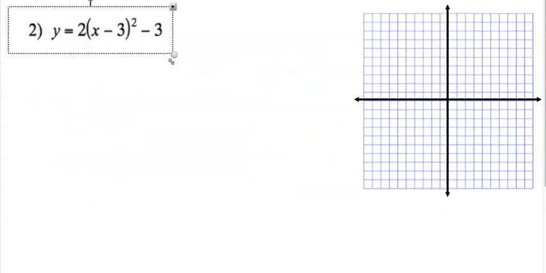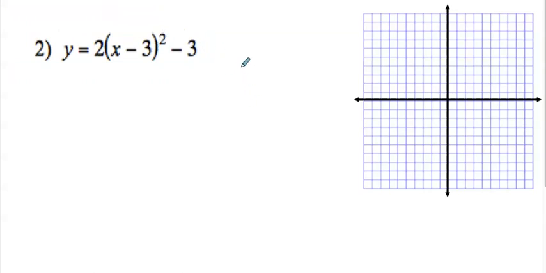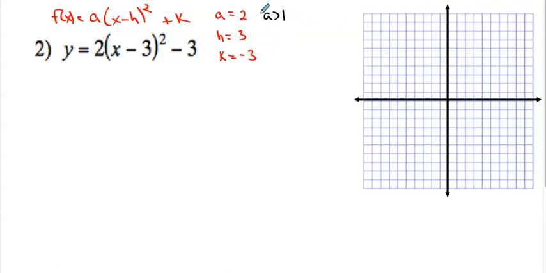So we have y equals 2 times the quantity of x minus 3 squared minus 3. I'm just going to rewrite this in general form, so it's a times x minus h squared plus k. I always love to identify my a, h, and k. I got a is 2, h is 3, and k is negative 3 this time. So a is 2, which is greater than 1. It's positive, so it's going to be opening up, and I have a vertical stretch by a factor of 2, right?